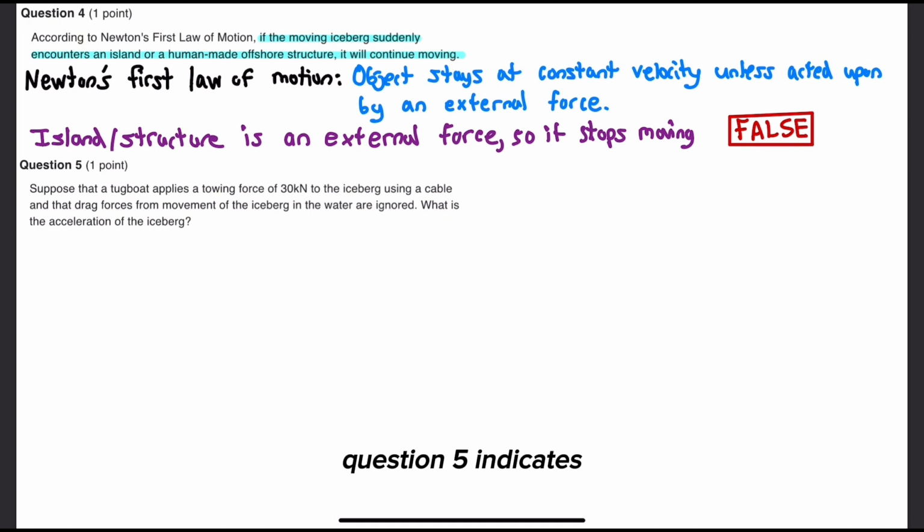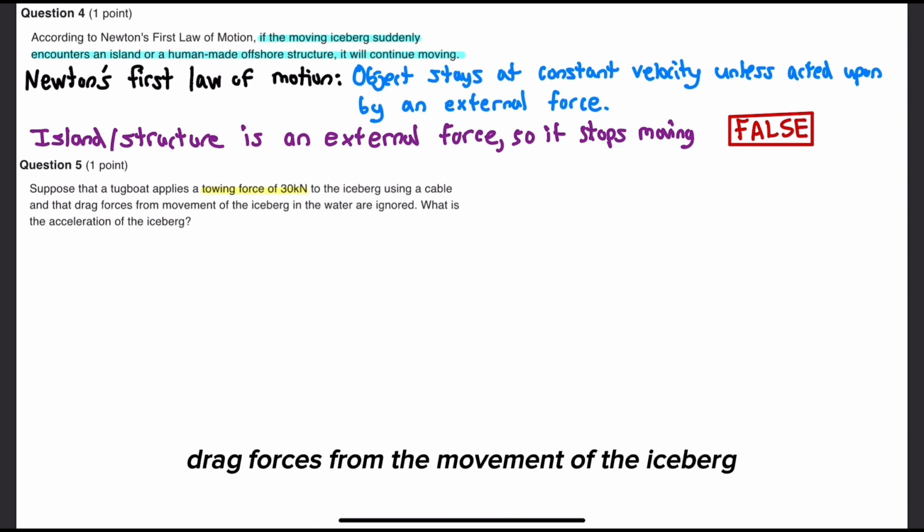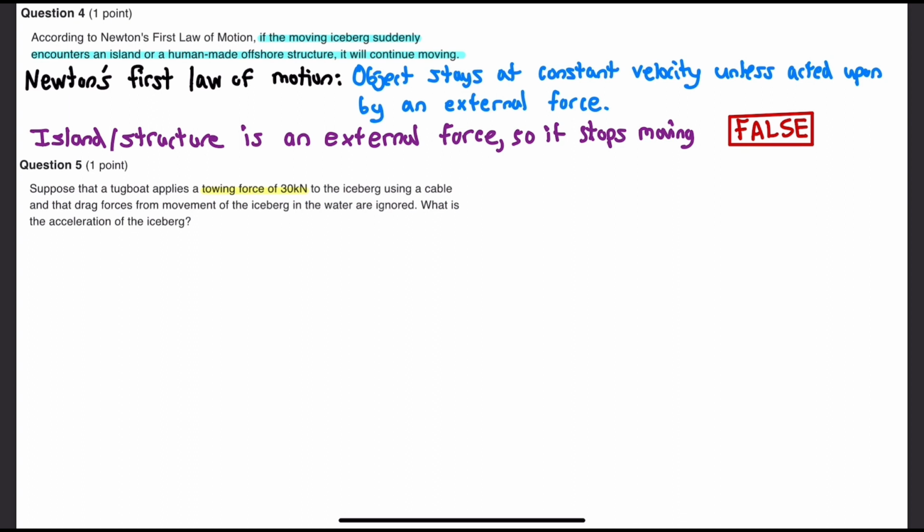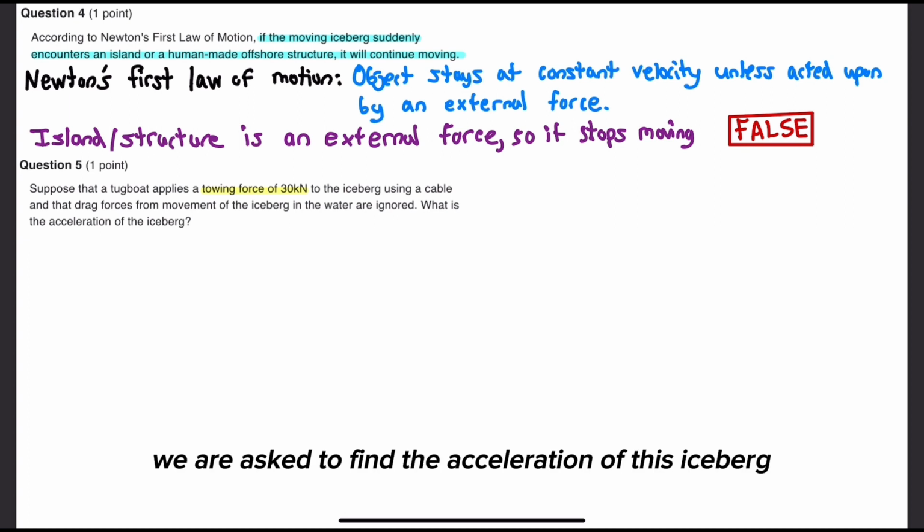Question 5 indicates that the tugboat is applying a towing force of 30 kilonewtons to the iceberg using a cable, and the drag forces from the movement of the iceberg in the water are ignored. We are asked to find the acceleration of this iceberg.